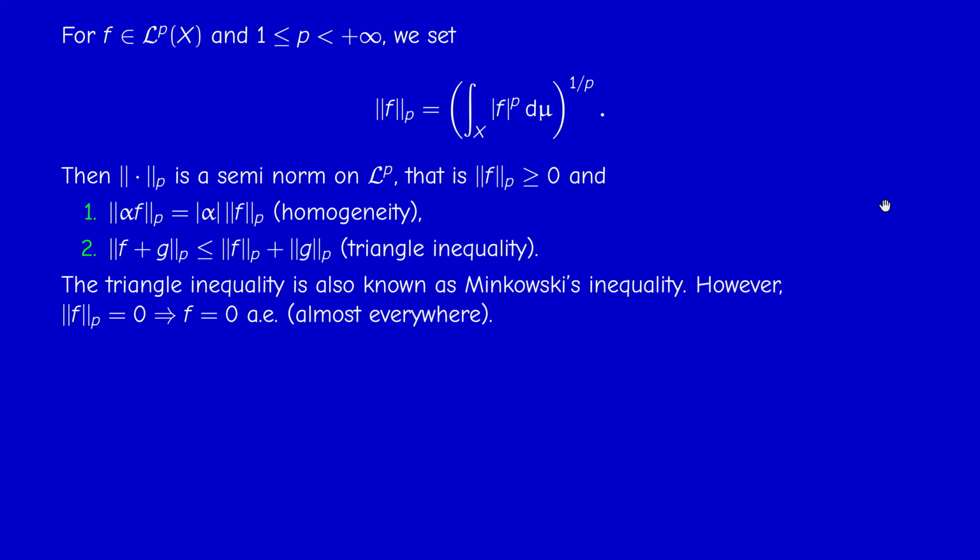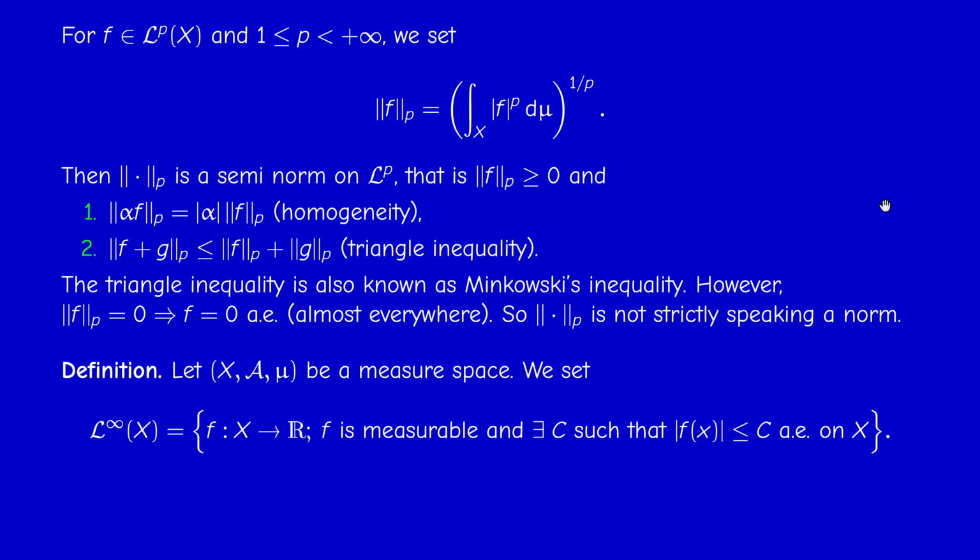But before we do that, let us see what happens in the case p equal plus infinity. So what is L infinity of X? It's simply the set of measurable functions from X to R, which are what we call essentially bounded. So it means that the absolute value of f of x is less than a certain constant almost everywhere on X, so except on a set of measure 0. So we can say that L infinity is the set of measurable functions that are essentially bounded, and the constant C is called an essential bound of f. Of course we have other notations: L infinity of X, A, mu, L infinity of mu, or simply L infinity.